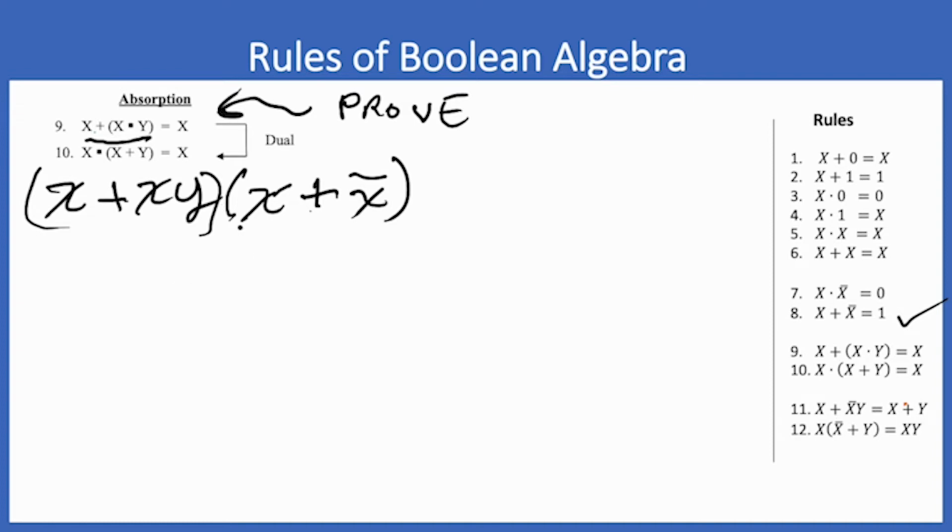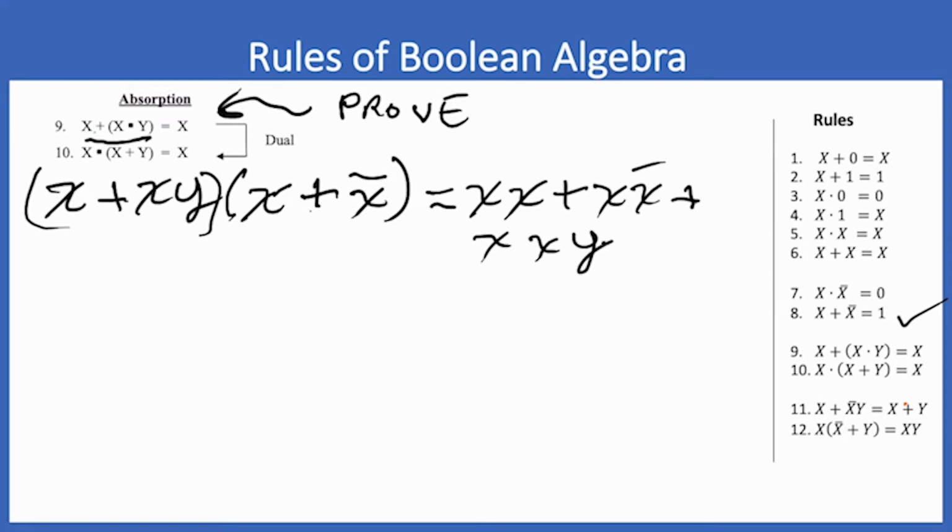So that's okay. So let's expand this out. And what are we going to get? We're going to get x times x, first term, x, plus x and x bar, plus x bar, plus xxy, plus x bar xy.